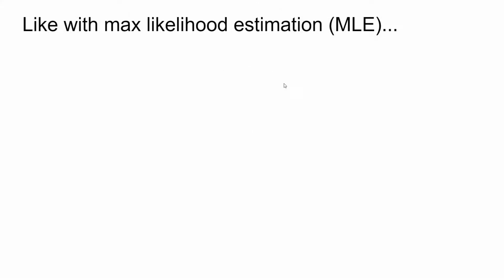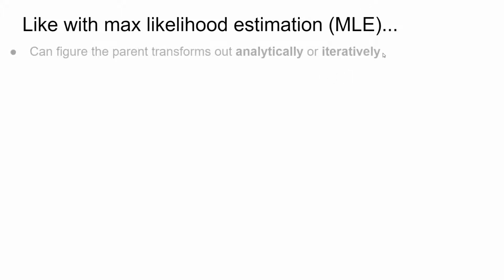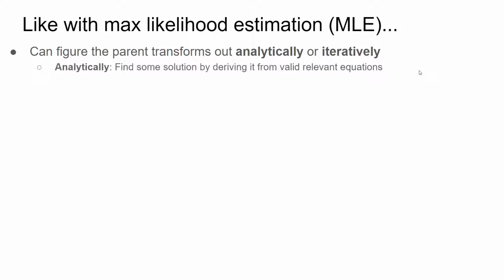So how do you actually solve IK problems? Just the same way that in machine learning you solve maximum likelihood estimation problems, where you're trying to find the weights of your network that give you the best prediction of the data. There are a few ways of solving IK problems. Generally speaking, you have analytical solutions or iterative solutions. Analytically, we can derive the solution from all the equations that we know are true for the system.